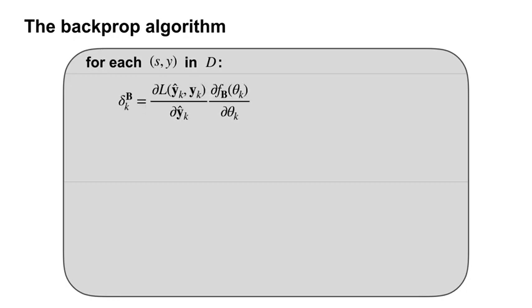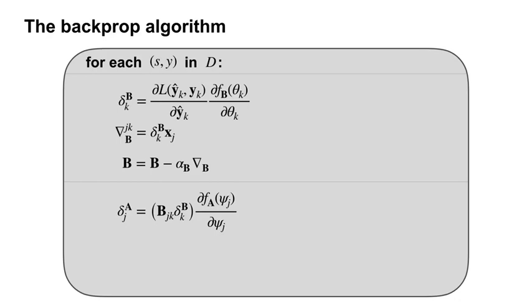Let's take a brief look at some pseudocode for implementing the backprop algorithm with stochastic gradient descent. For each data point, s, y, in our dataset, we first get our prediction y hat from the network. This is typically called the forward pass. Then we compute the gradient starting from the output. We first compute delta b and the gradient for b. Then we use this gradient to update the parameters b with step size alpha b. Next, we update the parameters a. We compute delta a, which uses delta b.